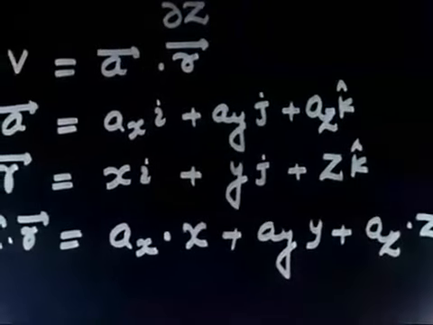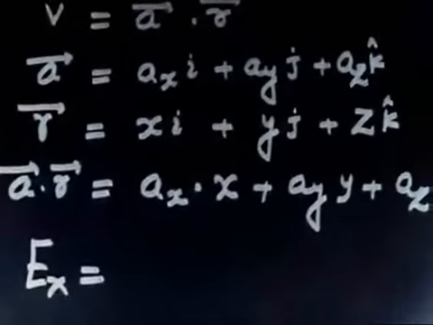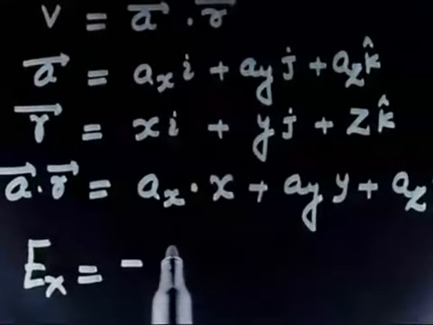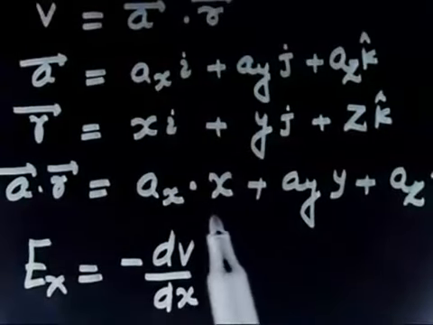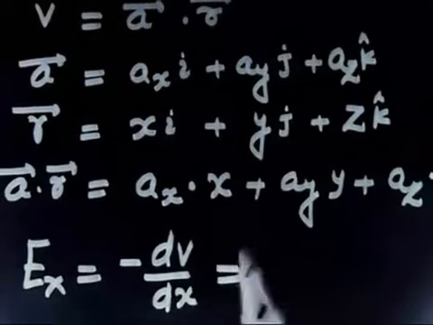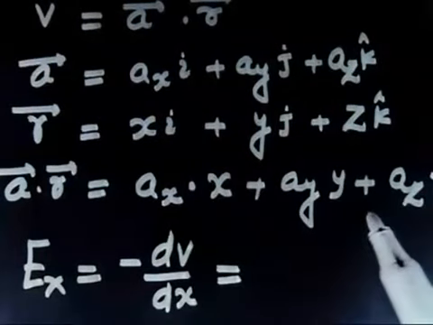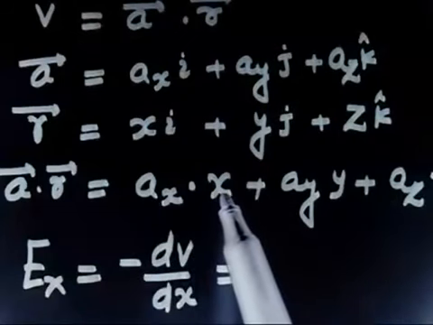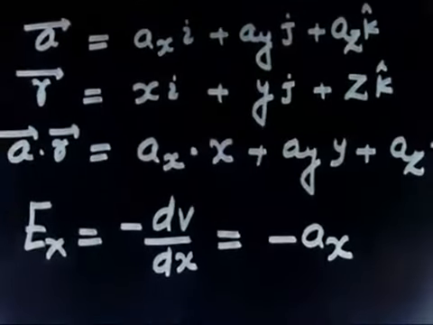Now I have to differentiate. So if I want to find Ex, I will use minus del V over del x is equal to Ex. I have to treat y and z as constant. So if I differentiate, the differentiation of these terms is 0. Now differentiation of this term, the differentiation of x will be 1 and Ax is a constant, so this will be simply minus Ax. You can verify yourself.